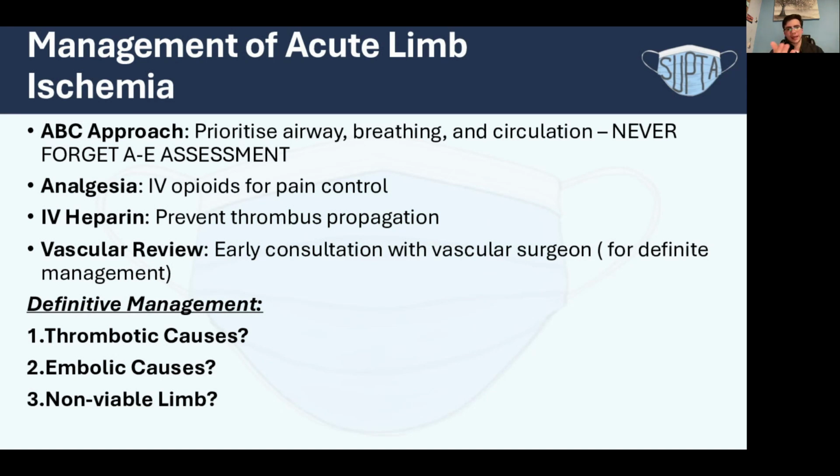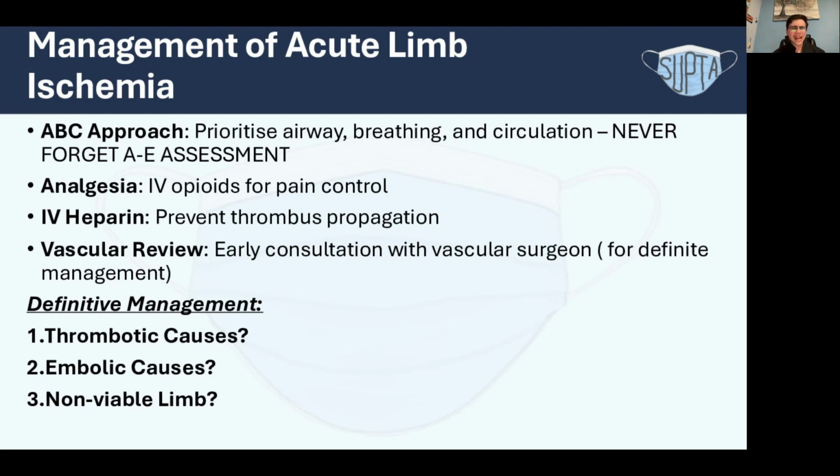Circulation obviously involves things like what acute limb ischemia does and things like hypotension. So never forget the A to E assessment. In the exam, if it asks what is the best initial management, and one of the options is A to E assessment, I can tell you confidently that it is the correct answer.